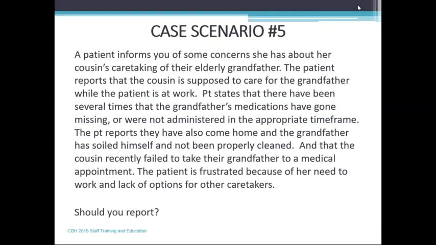The patient reports they have also come home and the grandfather has soiled himself and not been properly cleaned, and that the cousin recently failed to take their grandfather to a medical appointment. The patient is frustrated because of her need to work and lack of options for other caretakers. Should you report? Go ahead and chime in the chat and let us know what you think about this one.